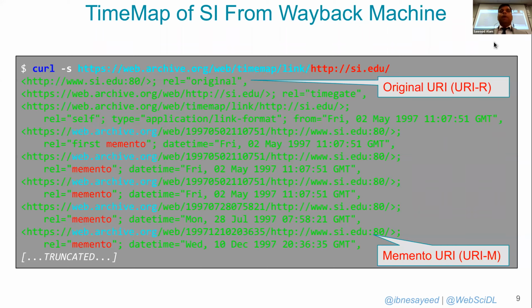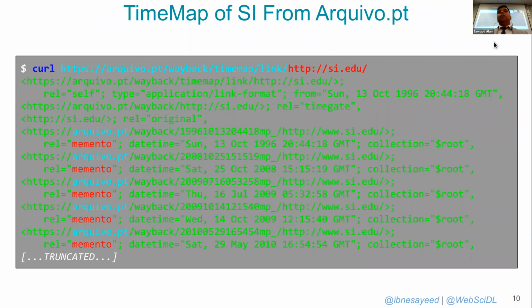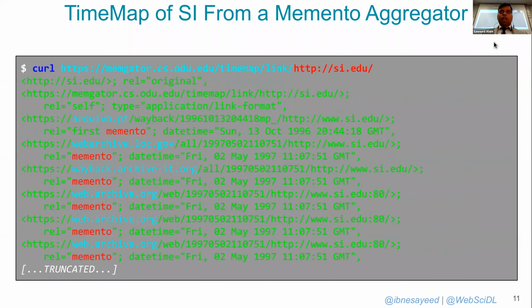So here in this time map, all the URI-Ms are coming from the Internet Archive. Similarly, ArchivoPT also has time maps, and mementos are coming from ArchivoPT. But how about the aggregator? Aggregator speaks the same language as archives do, and that is Memento framework. So in this case, time maps look the same, except with one difference. Here, mementos are coming from ArchivoPT, Library of Congress, Archive-It, and the rest from the Internet Archive.